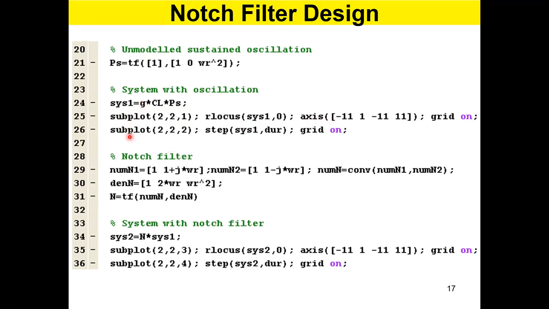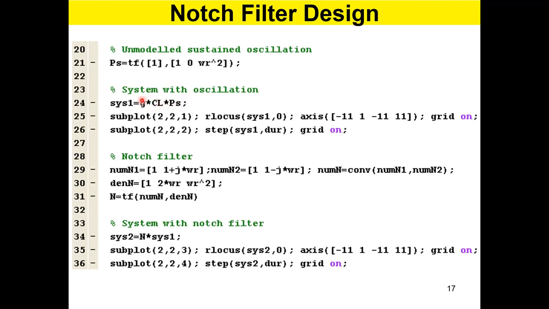Then you draw the response, subplot 2, 2, 1. You know that already. You create the display screen into 2x2 partition, and you go to the first one. You draw the root locus, system one. So what is system one? The closed loop transfer function times PS, unmodeled oscillation.